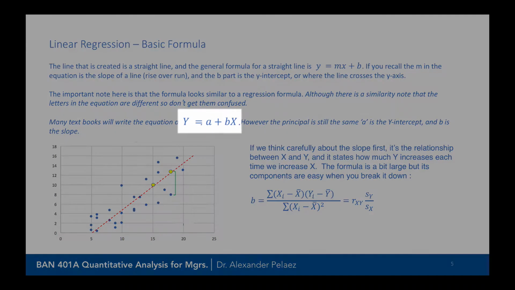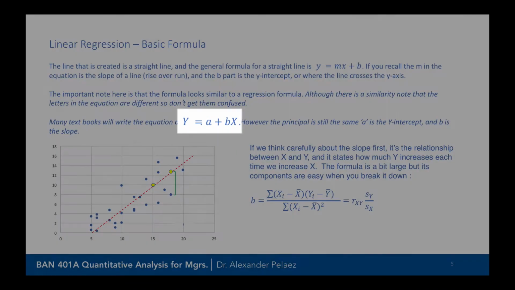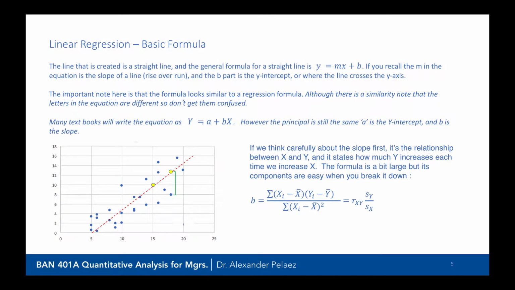So many textbooks will write the equation as y equals a, which is going to be our intercept, plus the letter b or beta times an x value. But the principle is still the same. We're just substituting different letters. So if we think carefully about our slope, it's the relationship between x and y. How much rise do we have in y over how much run do we have in x? And it states how much y increases each time we increase x.